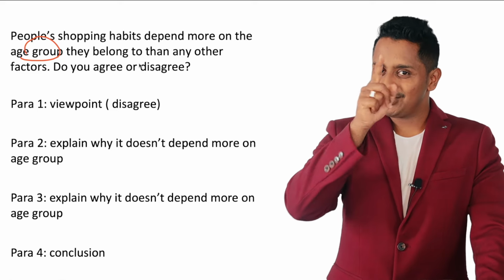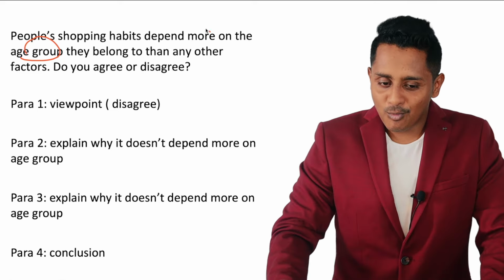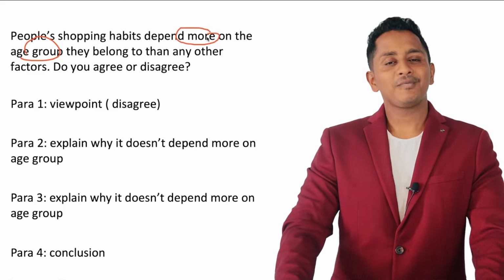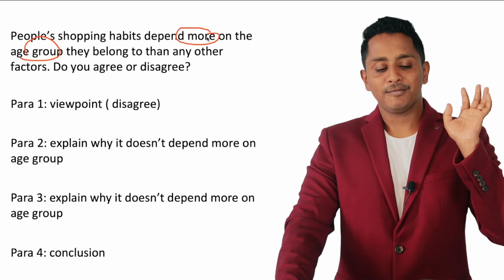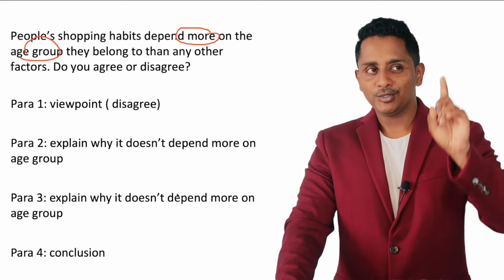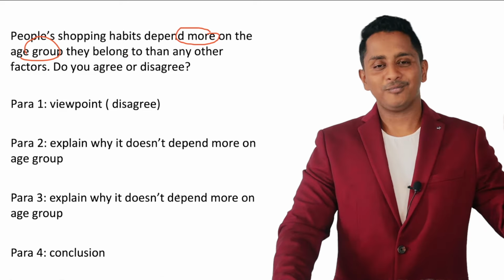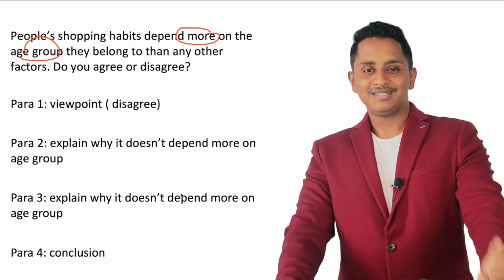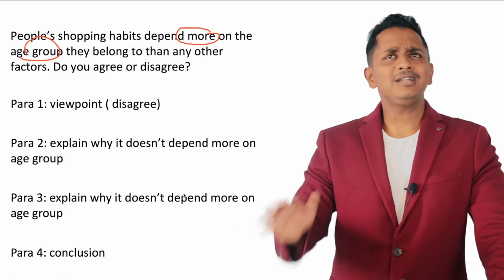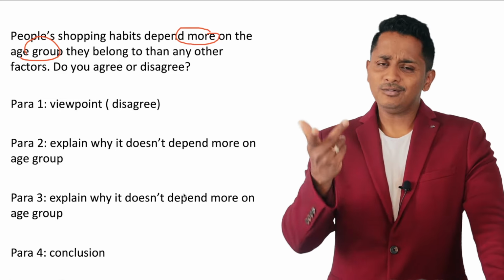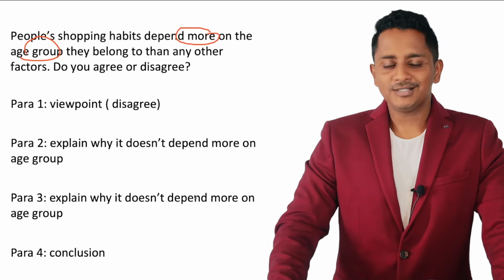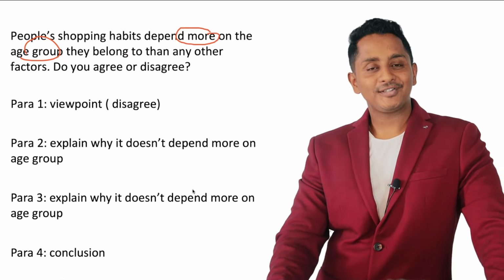It's a comparison essay type. Remember, more. The moment you see the word more, it's a comparison essay type. Second paragraph also you need to compare, third paragraph also you need to compare. You have to talk about age group. People don't. The moment they see the question, they disagree and talk. There are other factors like a person's economical background, person's interest.